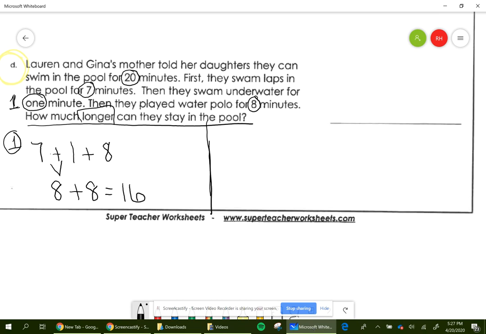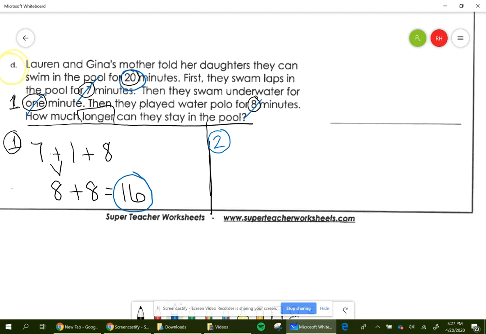Okay, so now I want you to think. Now we have these other numbers. So now we have the numbers 16 and 20, because we already used these. So what do you think we're going to do next? So far, they have spent 16 minutes playing in the pool, and their mom only gave them 20 minutes. How much longer can they stay in there?